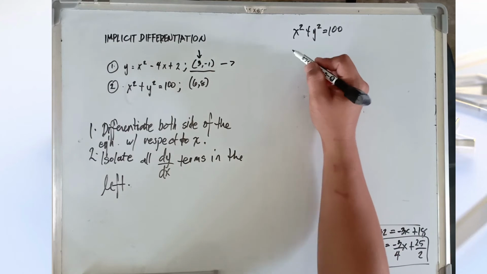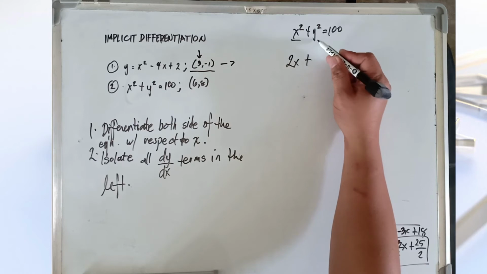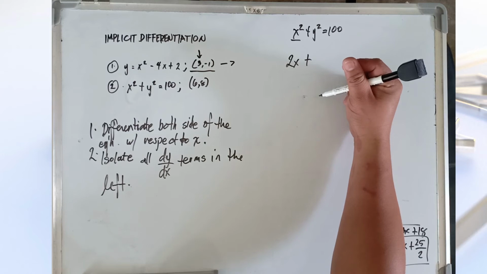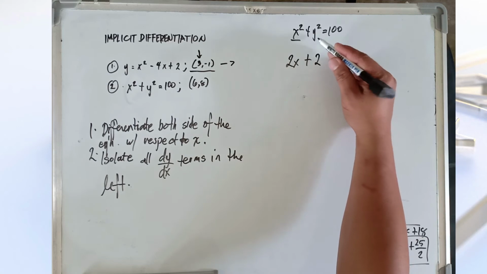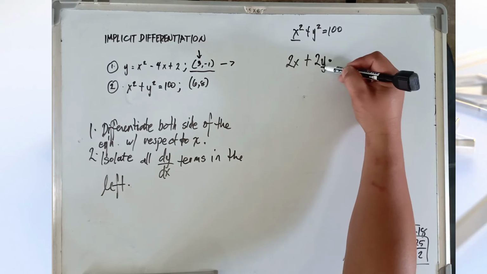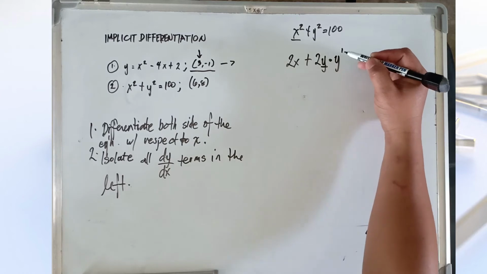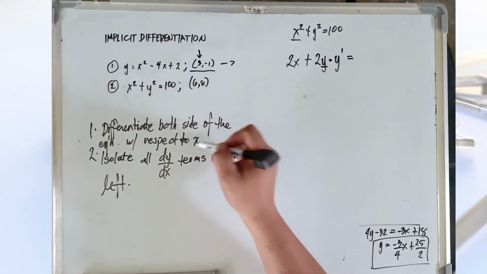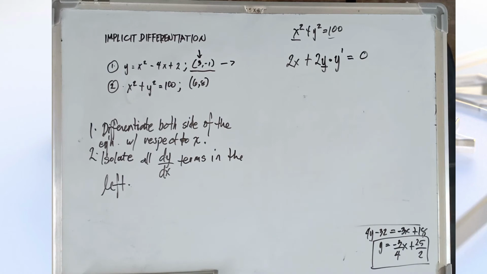So let's get the derivative of x squared. That is 2x. How about the derivative of y squared with respect to x? So let's put your 2 down. Then copy your y, subtract 1, so 1 times the derivative of your y. What is the derivative of y? The derivative of y is y prime. Is equal to, since we need to get the derivative of both sides, the derivative of 100 is 0.